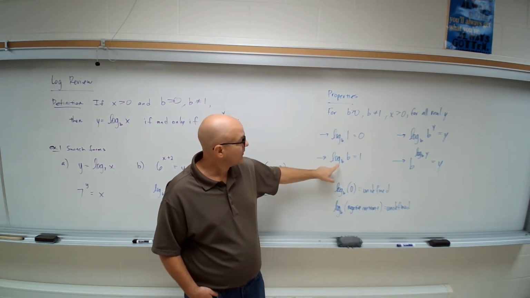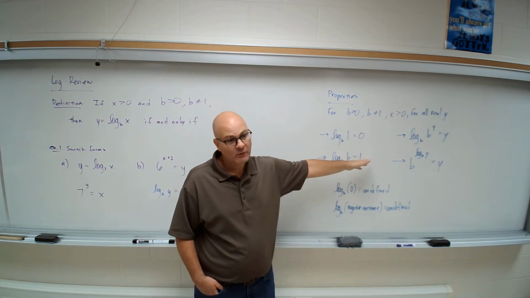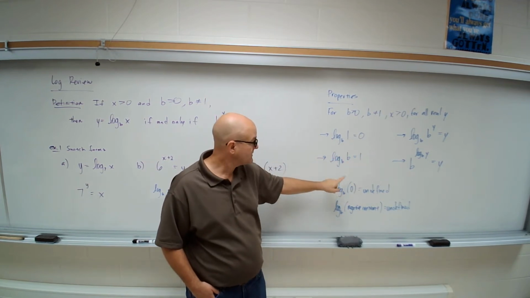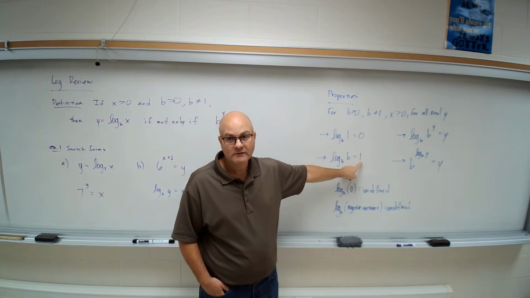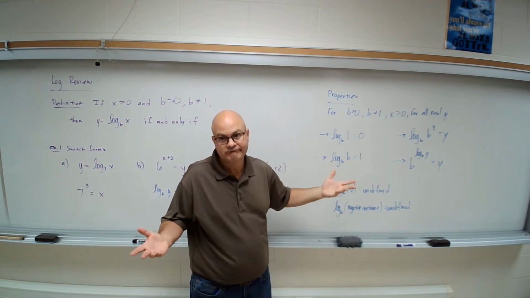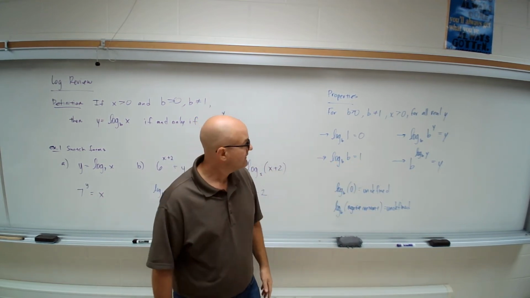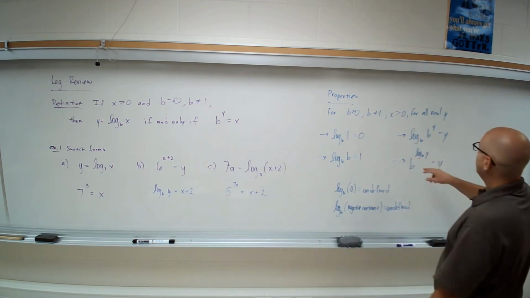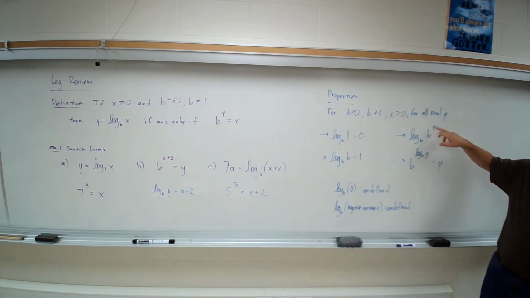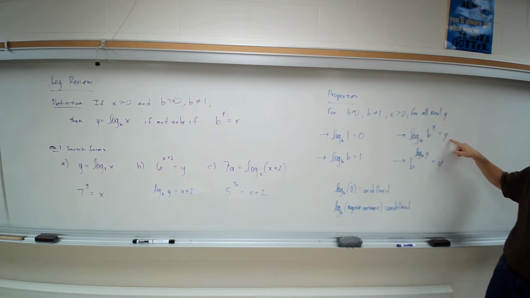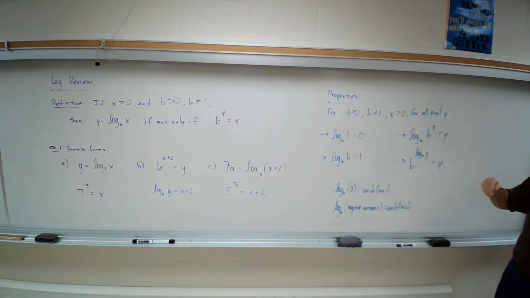Next property, log base b of b is equal to 1. Well, if you switch forms, you get b to the first power equals b. Kind of makes sense, right? Here, the log base b of b raised to the y power is just going to be y, because b raised to the y power equals b raised to the y power. Be the same thing.